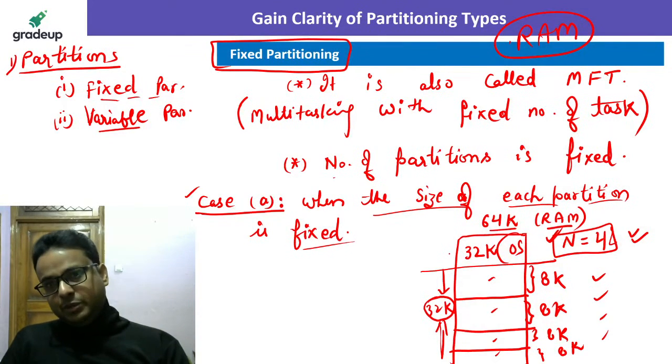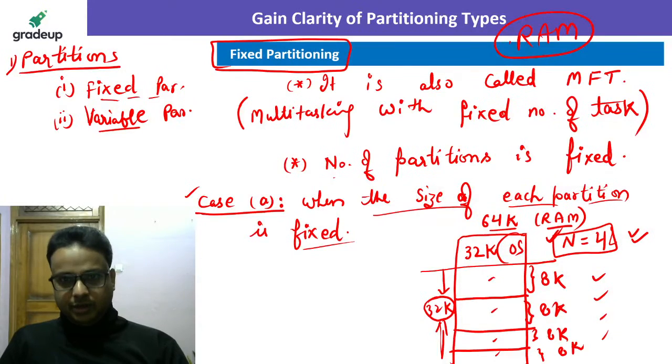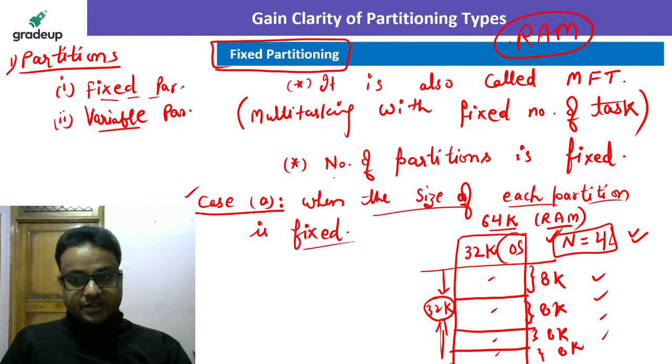But case B will be when the size is variable, or you can say when the size of each partition is not fixed. Are you understanding? If you have any problem till here, please ask me now.